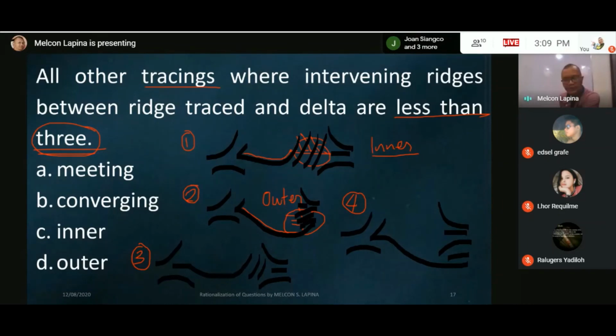Tingnan nyo ang number 3 at saka number 4. O, dito, hindi umabot sa 3. So, dito, hindi umabot, the 1 or it could be wala. So, a minimum number ay 3. Anong tawag natin dito pag hindi umabot sa 3 intervening ridges? That is known as meeting. So, tatlo, no? Ang possible na ridge tracing, inner, outer, at saka meeting.